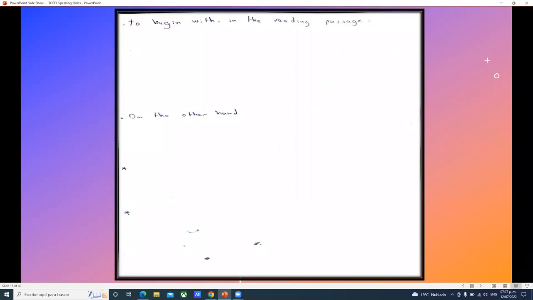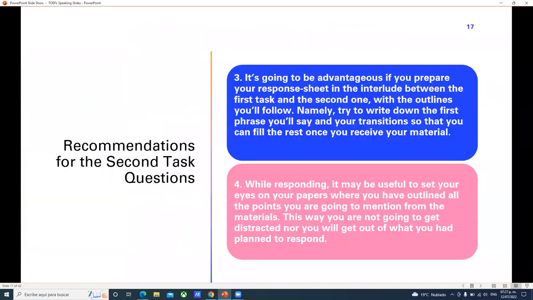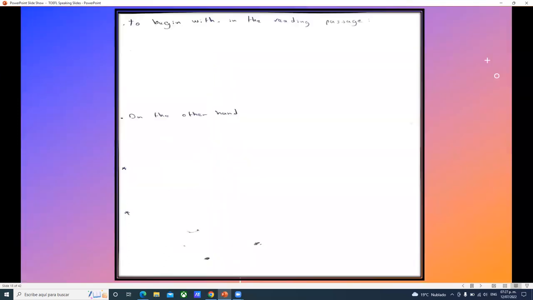So once you have that specific interlude, what you should do is try to always have your paper with the phrases you are going to use as the introduction to your response in the second task, and what you're going to say as well in order to connect it, that is to say your transitions, with the conversation.